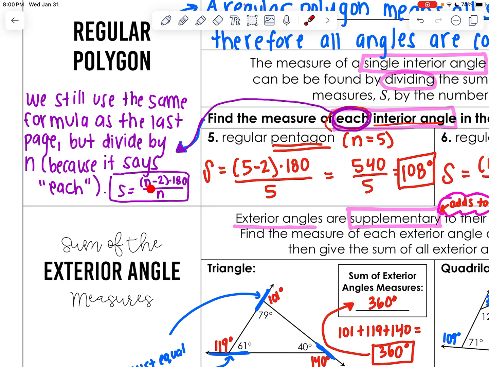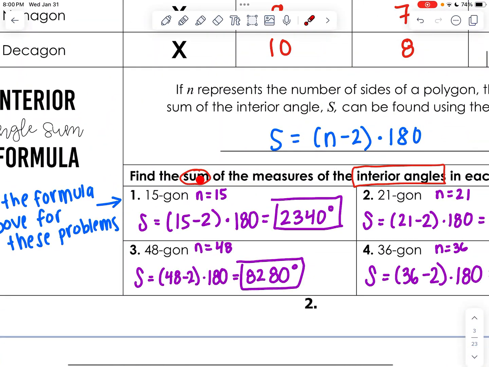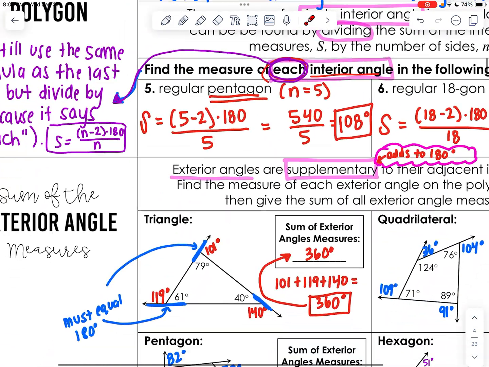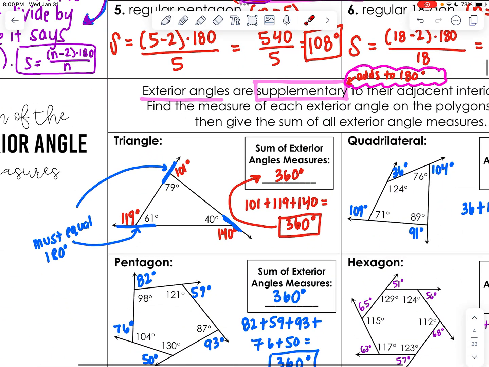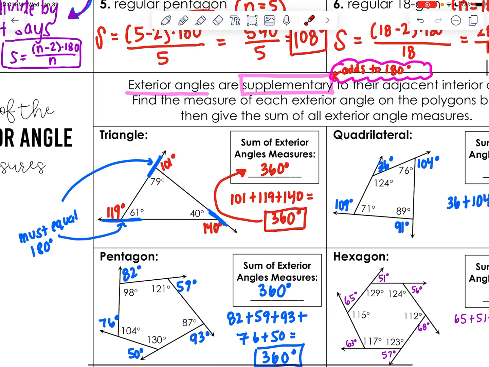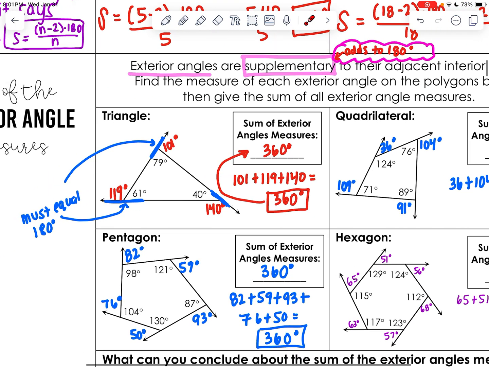So you're using these, see how these are the same number, okay? If it says sum, you just use this formula here. If it says each and it's still talking about interior, you use this formula but you divide by n. Now, exterior angles are supplementary, which means they add to 180 to their adjacent interior angle. So what that means is if this is 79, see how this makes a straight line?